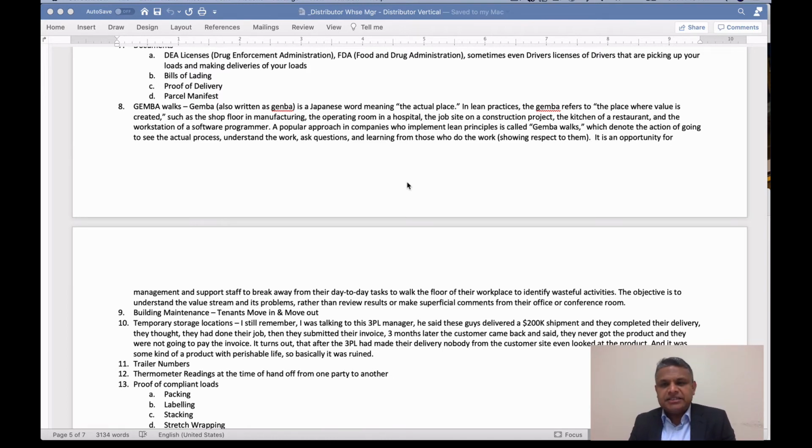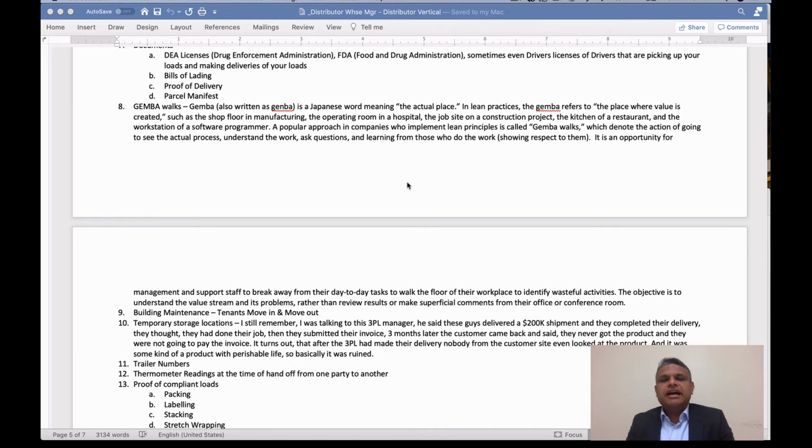In lean practices, the Gemba refers to the place where the value is created, such as the shop floor in manufacturing, right? The operating room in a hospital, the job site in a construction project, the kitchen of a restaurant, and the workstation of a software programmer. A popular approach in companies who implement lean principles is called Gemba Walks, right?